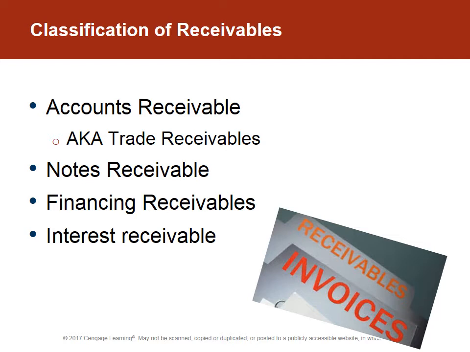Depending on when they're expected to be collected, they can be a current asset if it's a collection that's expected within a year or less, or it can be a long-term asset if it's a receivable that's expected to be collected in greater than a year. And again, these classifications of current and long-term help users of the financial statements.